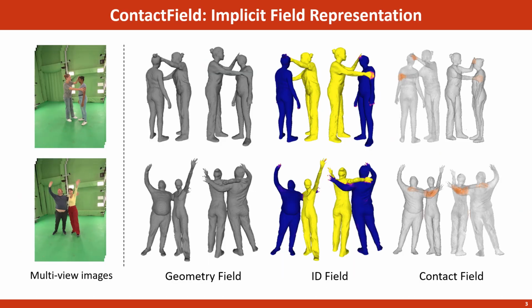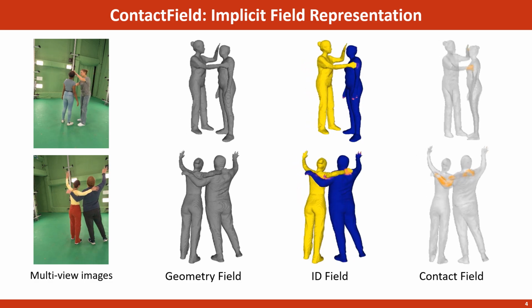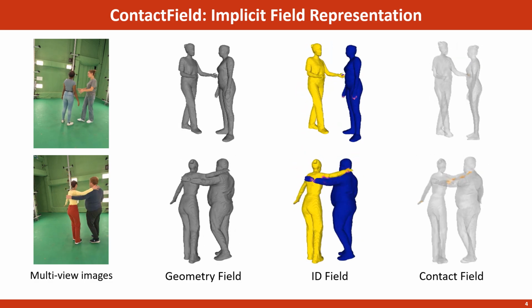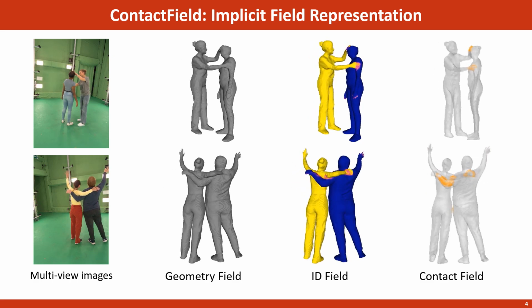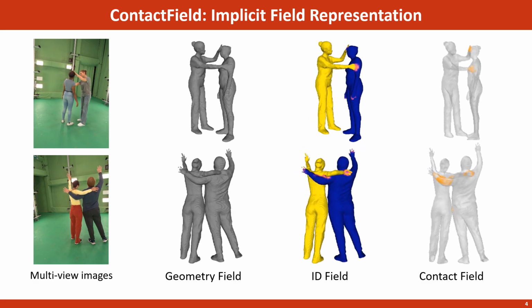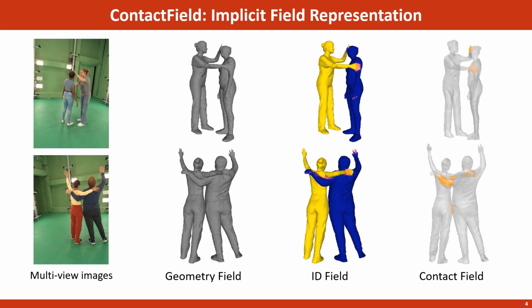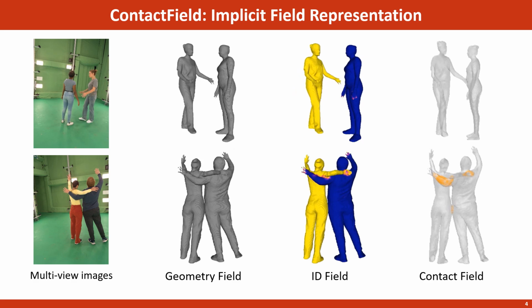To tackle these challenges, we propose a novel approach that simultaneously estimates geometry, identity, and contact fields to represent multi-person interactions, without relying on an explicit model like SMPL. Our method distinguishes each person in 3D space by estimating occupancy and ID fields, and models their interactions by estimating contact fields based on these. This enables us to handle complex interactions between individuals while preserving the spatial information of each person.